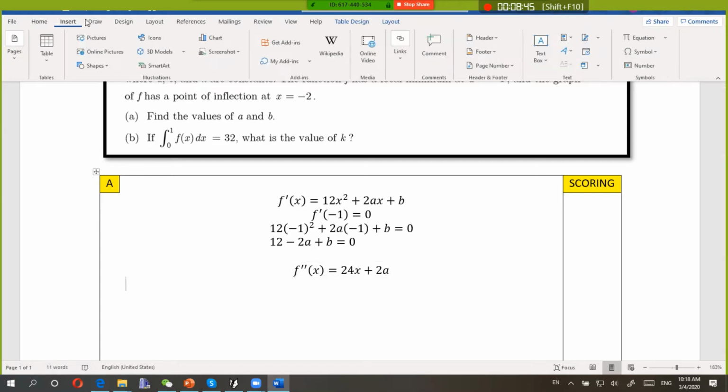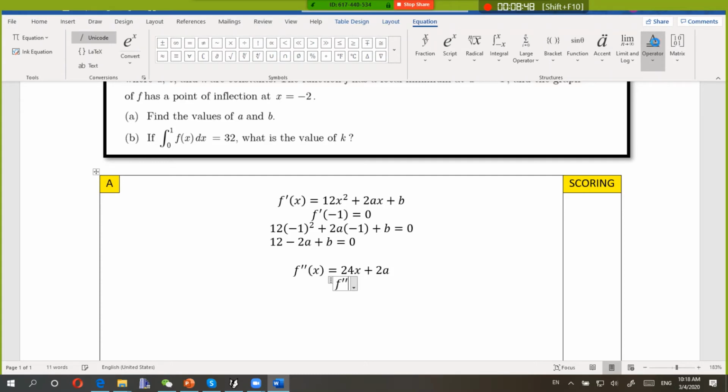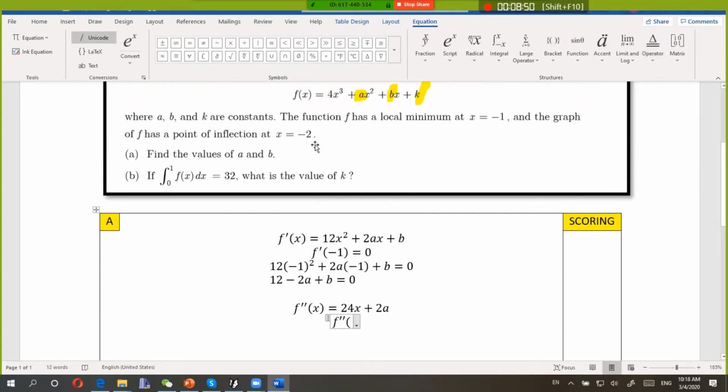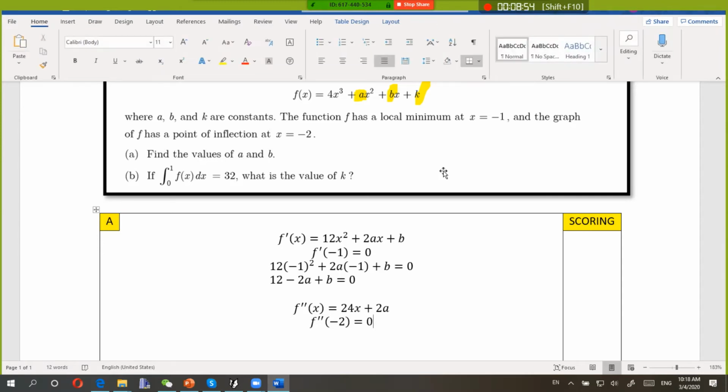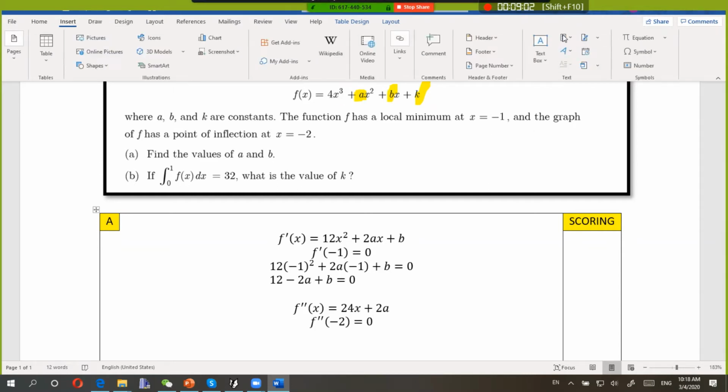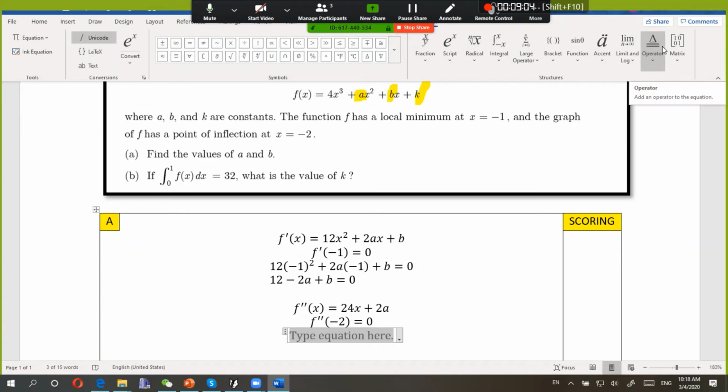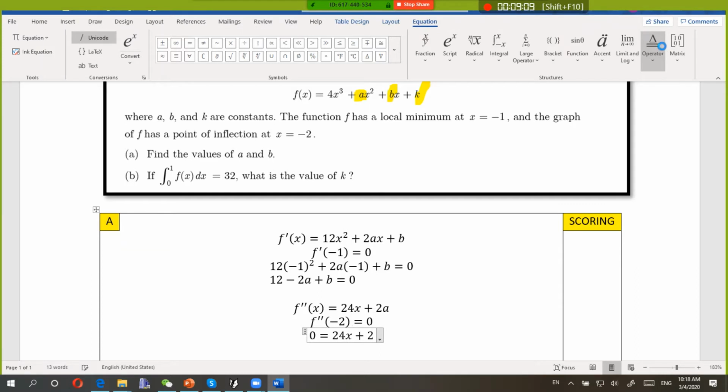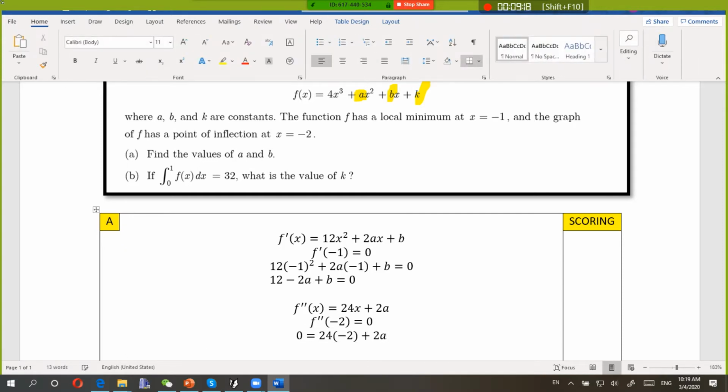We were told that the second derivative at x equals -2 is a point of inflection, so we can say that has to equal 0 because there's no point on this polynomial where our function would be undefined. So that gives us 0 is equal to 24x plus 2a. And then we know that's true when x is -2. So we can use that to solve for a.